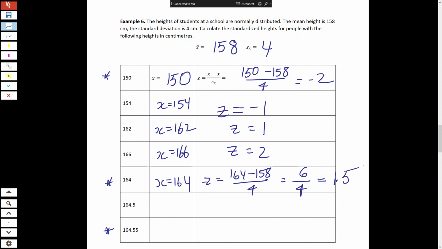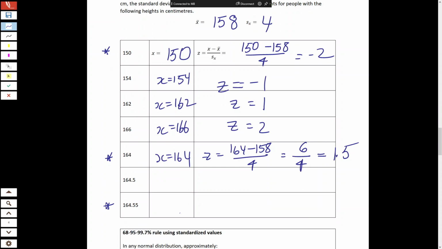Okay? I will never ask you what percentage lie 1.5 standard deviations from the mean, but I am just saying I can be 1 standard deviation away from the mean or 1.5 standard deviations away from the mean. That's totally possible.